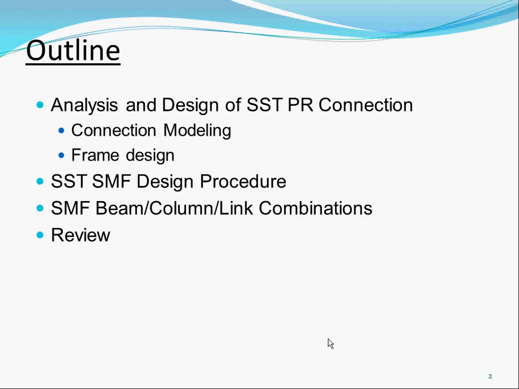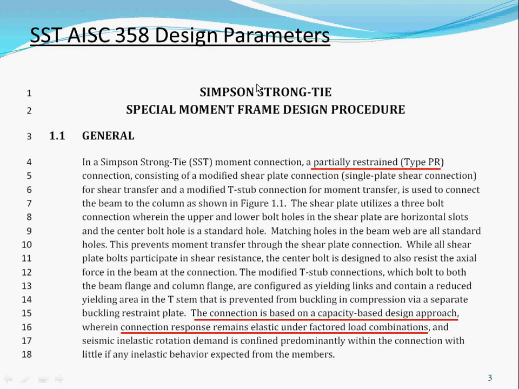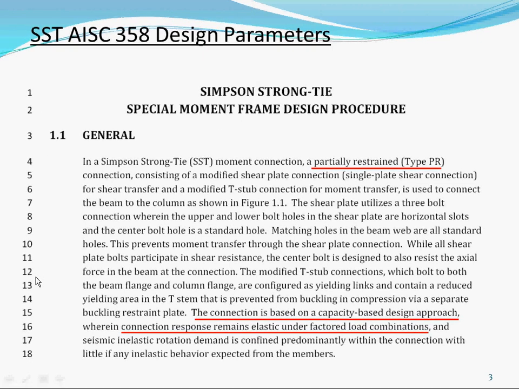So we'll go to the beam link column combinations analysis and design requirements per the 358. This is the design of what's in the 358 document. These numbers here are ballot numbers, so if people have any questions, they can refer to which line in the document. First of all, general, as you can see, is spelled out as a partially restrained connection. So we're telling people up front, ours is a PR connection.